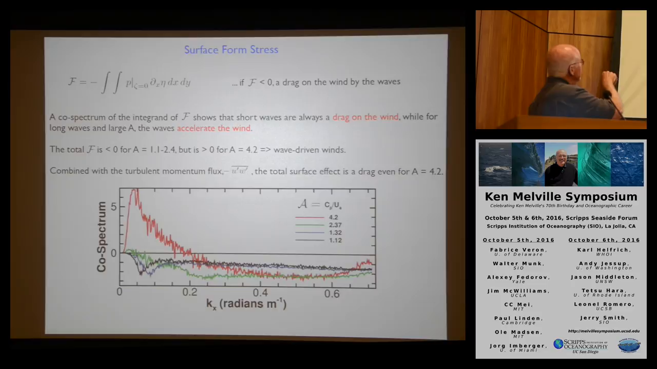And you see that for different wave ages, you actually get this form stress distributed broadly across the spectrum. That is, this process of wave drag is a broad spectral property. And you get a very interesting anomaly when you look at old waves, which is that when you go to the larger waves, you actually have wave-driven winds. The sign of this reverses. And combined with a turbulent momentum flux, this is the net drag. Even for old waves, you still have a net drag on the atmosphere. On the other hand, you're forcing a lot of the fluctuations in the atmosphere in the larger scale component of the spectrum.